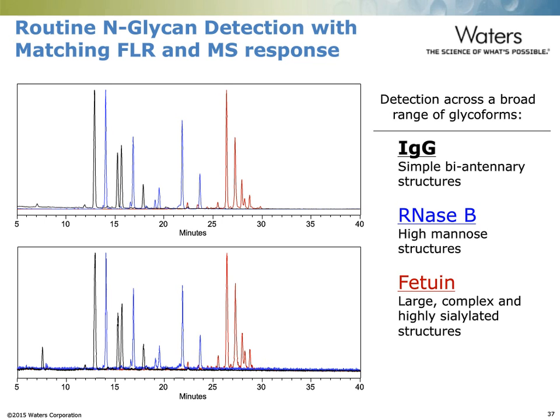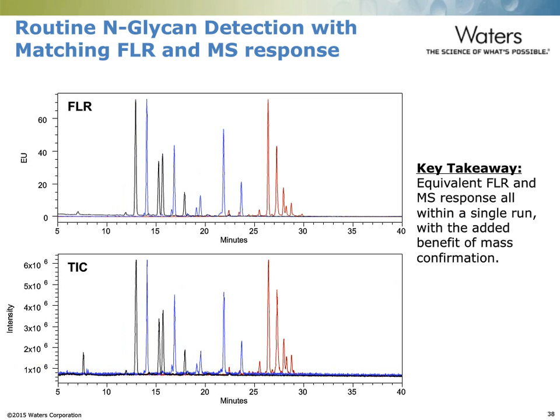What's important to note here is that on the top is our fluorescence trace, and on the bottom is the MS trace collected by the Acquity QDA. You can see that each of the peaks in the fluorescence trace has a corresponding MS intensity on the QDA, highlighting the fact that the QDA can be used for released glycan analysis. And the benefit is that for each of your fluorescence peaks, you're now getting confirmatory MS information to more confidently and accurately assign each of the structures within that chromatogram.